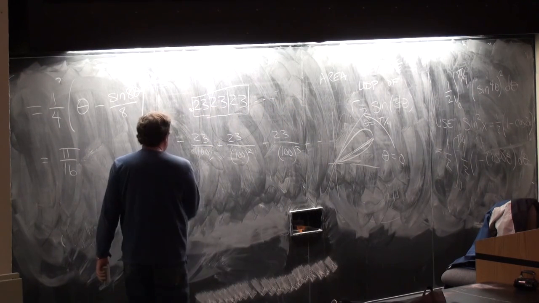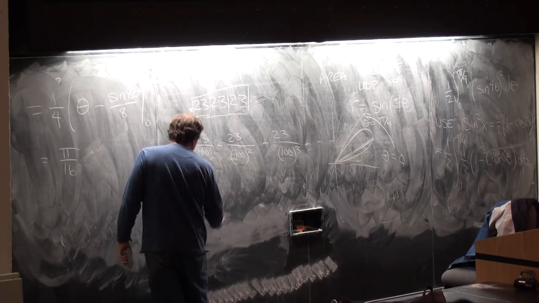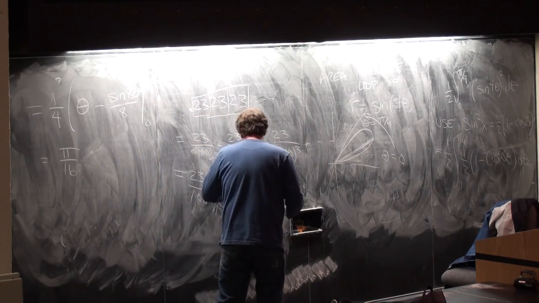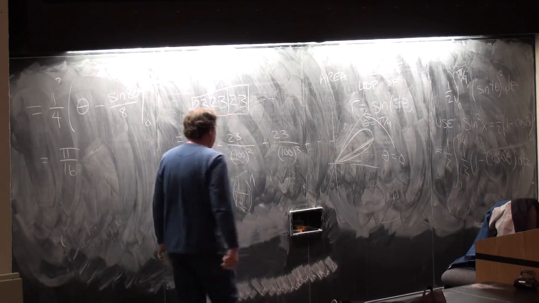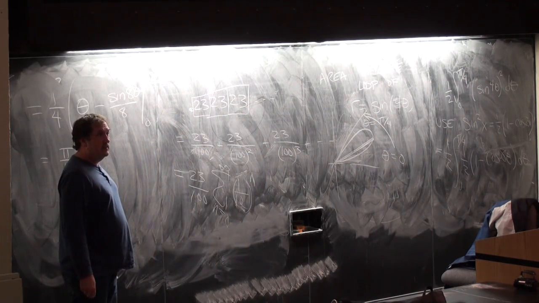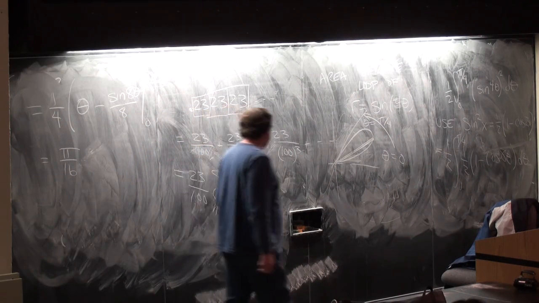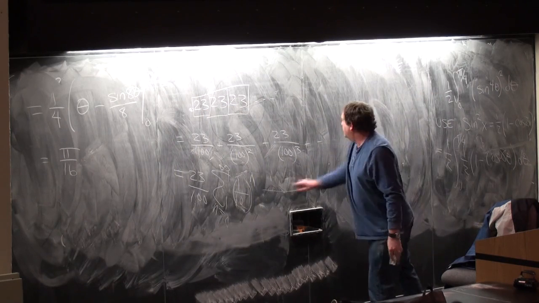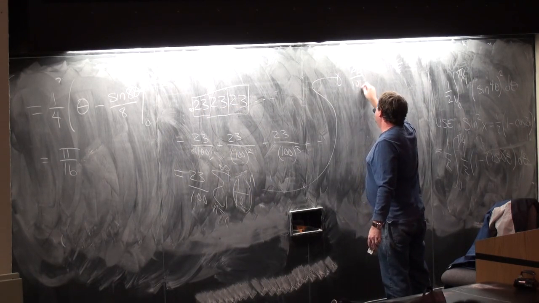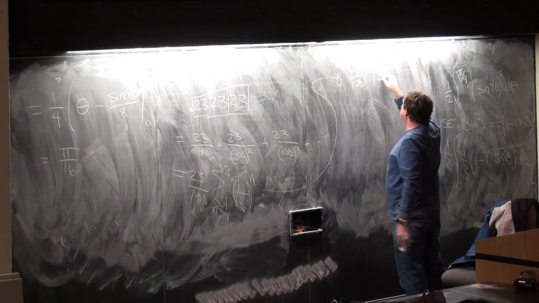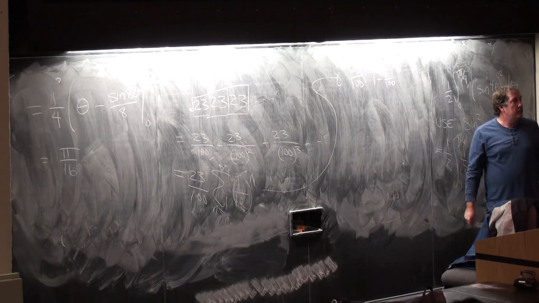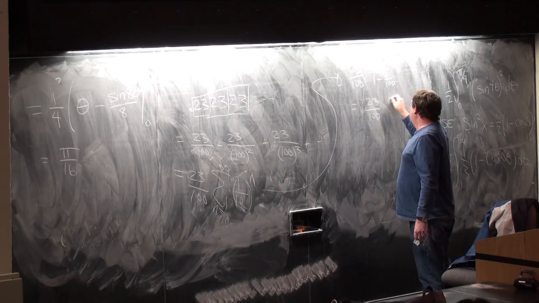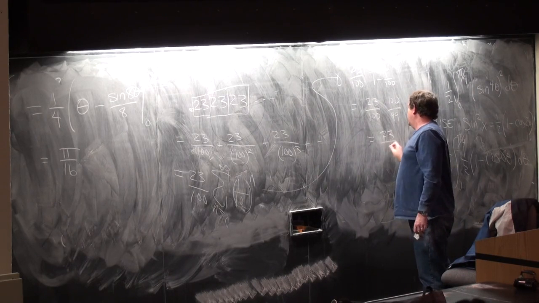So this is the geometric series. 23 over 100 times the sum from n equals 0 to infinity of 1 over 100 to the n. Right? Okay, well, you know this sum. This is a geometric series. So this is 23 over 100 times 1 over 1 minus 1 over 100, because it's a geometric series. So this is 23 over 100 times 100 over 99, which is 23 over 99.